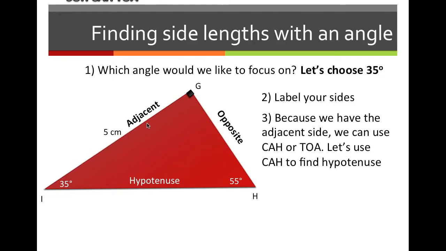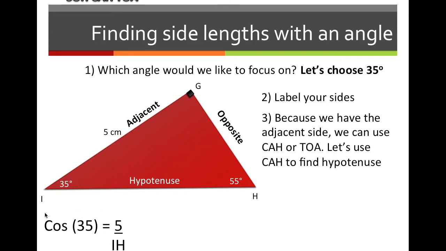Because we have the adjacent side, let's use CAH or TOA. But because we're trying to find the hypotenuse in this case, we're going to use CAH because it includes the adjacent side that we have and the hypotenuse that we are looking for. This is where your cross multiplication skills need to come in very handy.